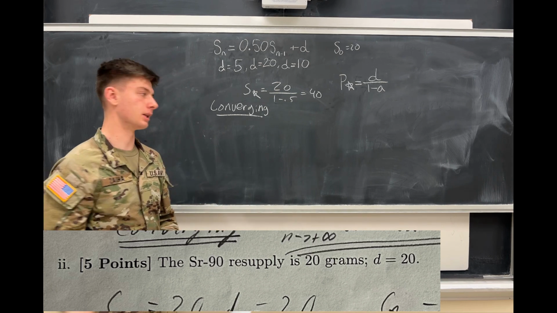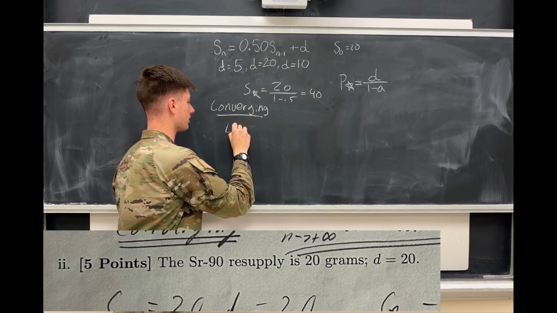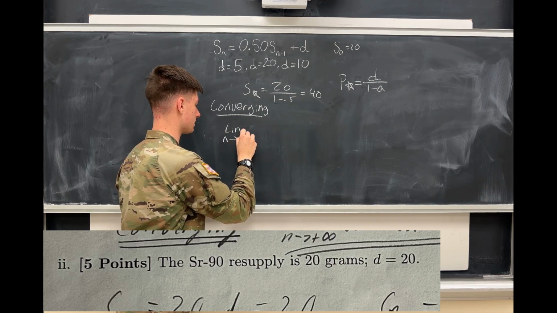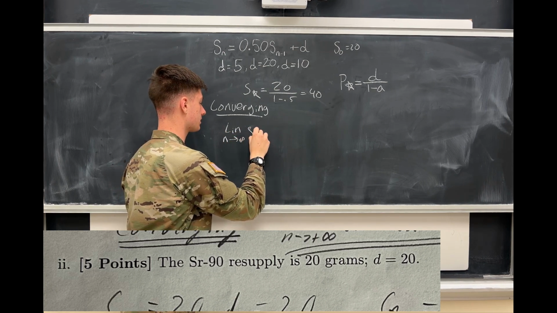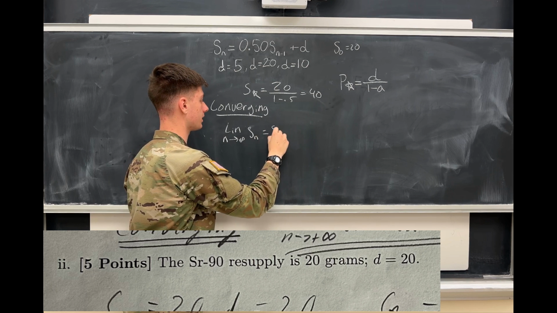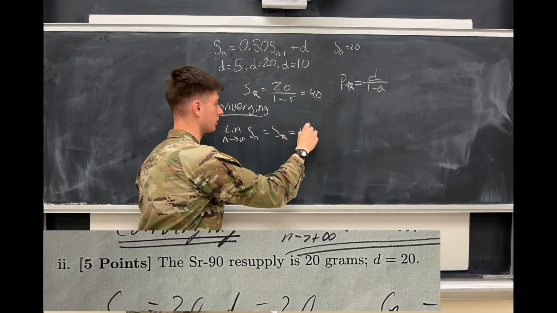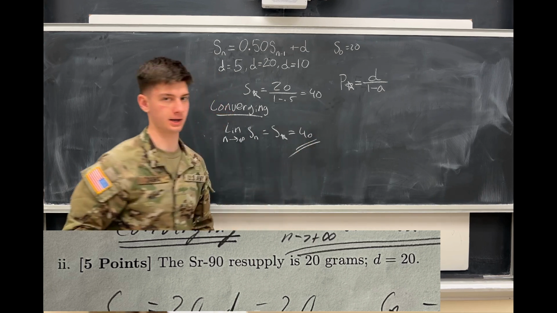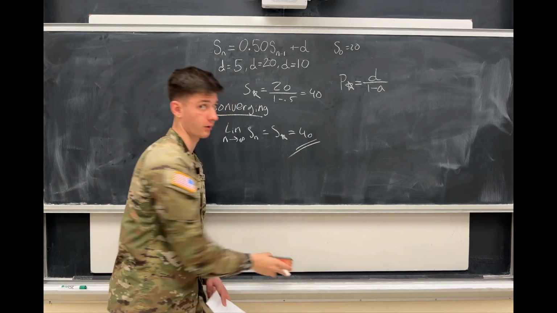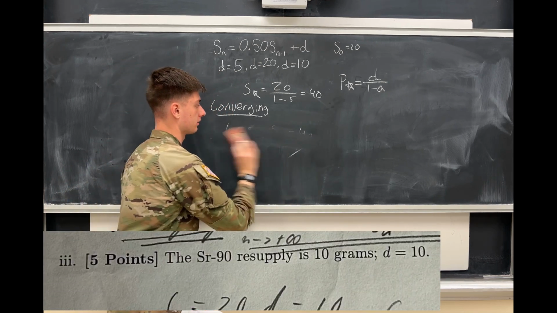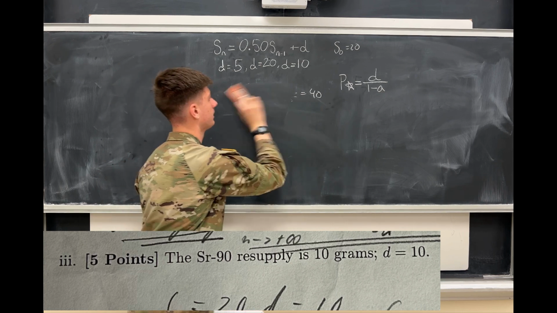And then to describe it in limit notation, again, we're going to say the limit as n approaches infinity of S sub n is equal to S star, again, the equilibrium, which is equal to 40. Double underline. Answer. Part 3 for number 8. We're getting a lot of reps in for this one, apparently. Really want to make sure you know this.